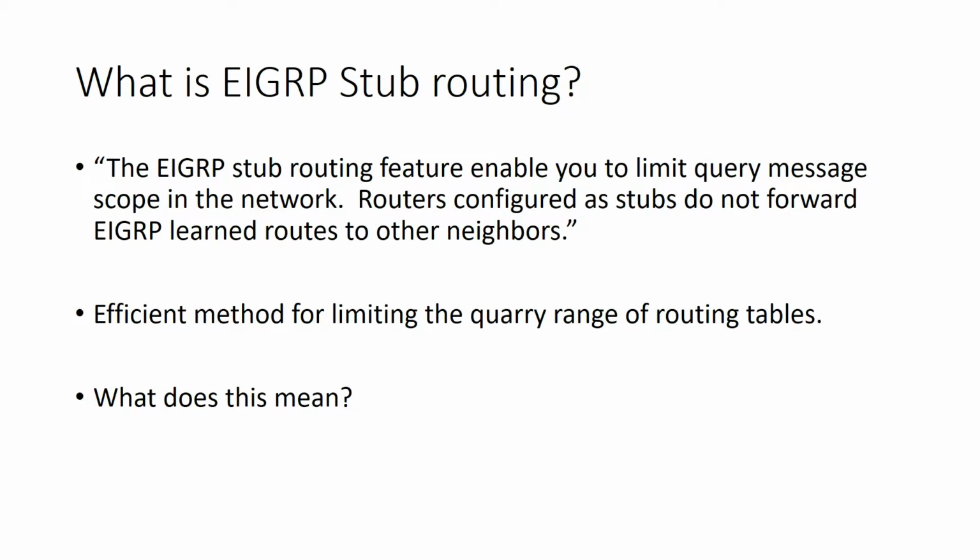So we learned what EIGRP routing is, but we didn't really learn what stub routing is. A decent definition of stub routing is it's the EIGRP routing feature that allows you to limit query messages within the network. Routers configured as stubs do not forward EIGRP learned routes to other neighbors. So this is an efficient method for limiting the query range of routing tables. Now that was probably kind of fast and a lot of words, so what does that really mean? Well, stub routing is a little bit different than normal EIGRP.